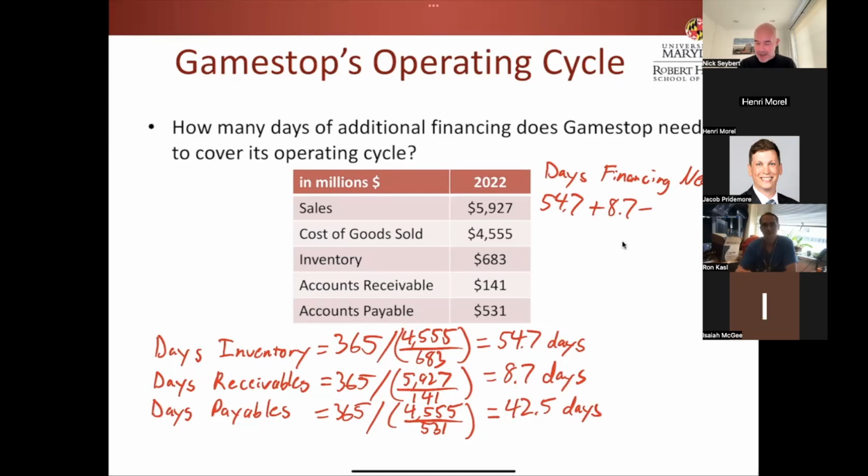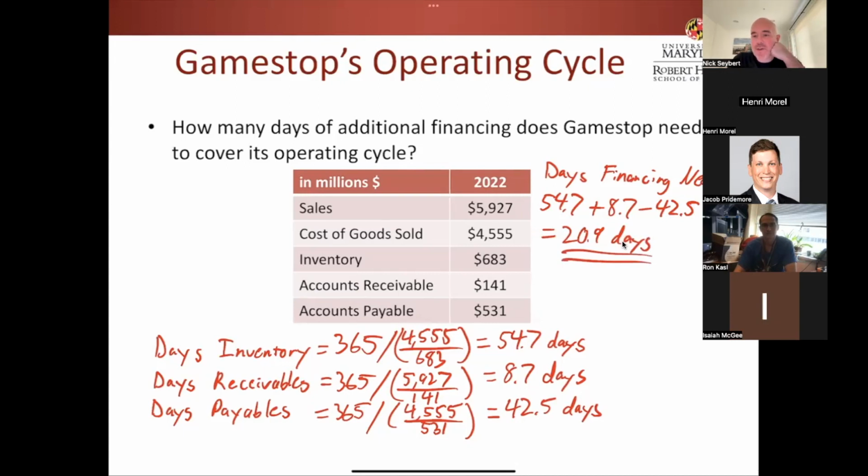But then you subtract the days that they're able to avoid paying suppliers, because that's their buffer. That's their supplier financing buffer. And if you do that, you get 20.9 days of external financing needed.